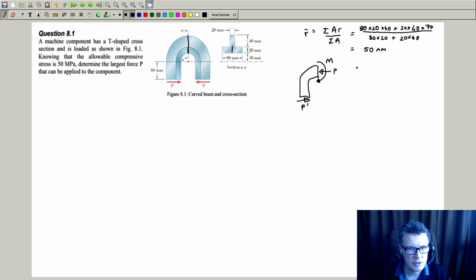Determine the largest force P that can, so I mean this is actually P dash, isn't it? That can be applied, although, okay, I can see, got P there. Okay. Rightio.